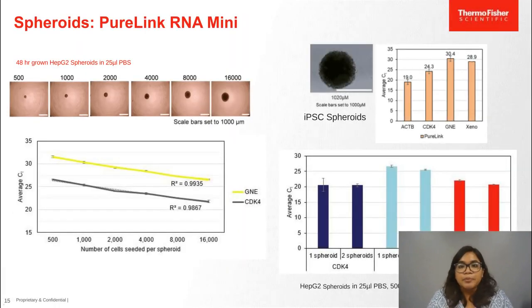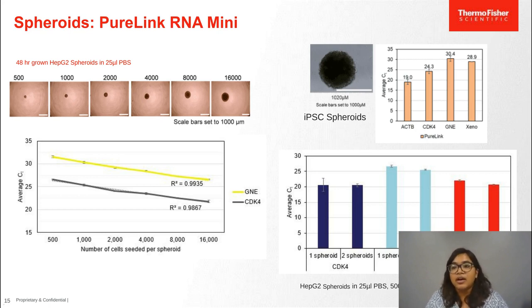Now we're going to look at some PureLink spin column RNA extractions. So again, these are 48 hours of Hep G2 spheroids with 25 microliters of PBS left in the well, and you can see a pretty significant linearity in the number of seeded cells going from 500 to 16,000. That's average CTs on the y-axis and seeded cells on the x-axis.